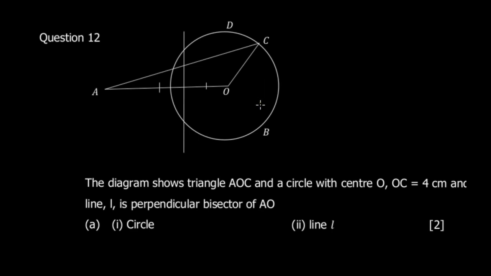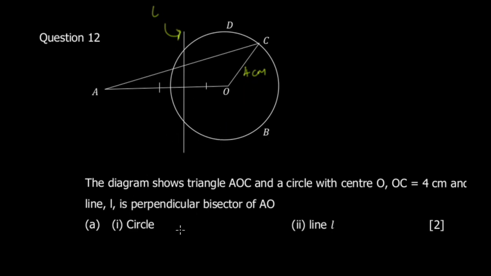Question 12 says, in this diagram, we have this triangle and we have this circle with center O. And then OC is equal to 4 centimeters. And line L is a perpendicular bisector of A and O. So this is the line L. It's the perpendicular bisector of AO. That means that it cuts in between.